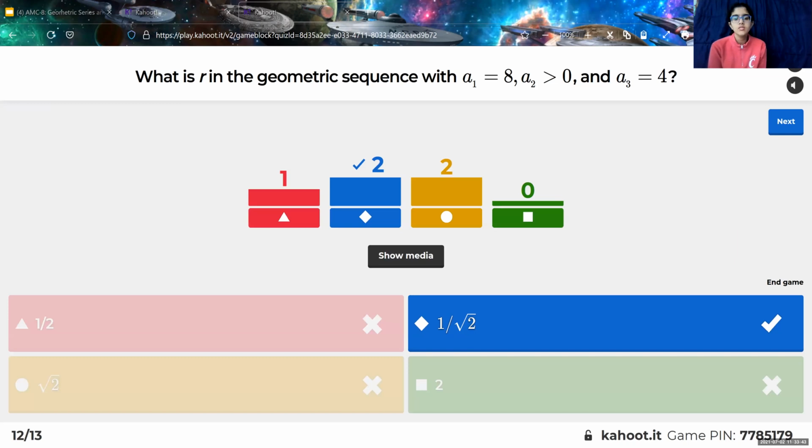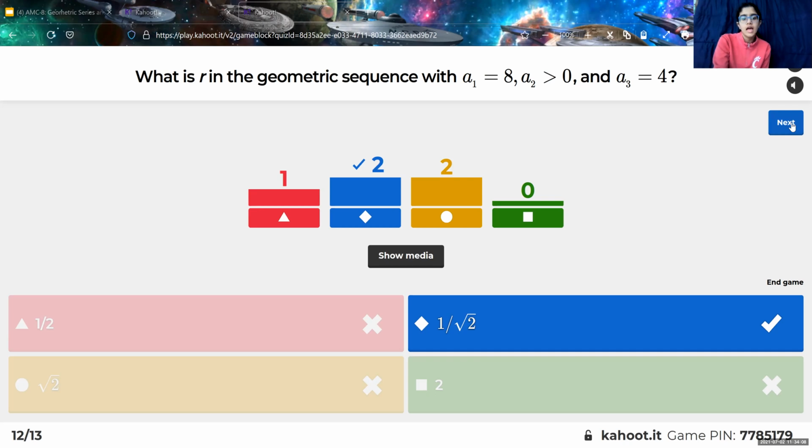So what multiplies by 8 to get 4? You multiply by 1/2. So that means you find the square root of 1/2, right? The square root of 1/2 is 1 over square root 2. So that means your answer is 1 over square root 2.